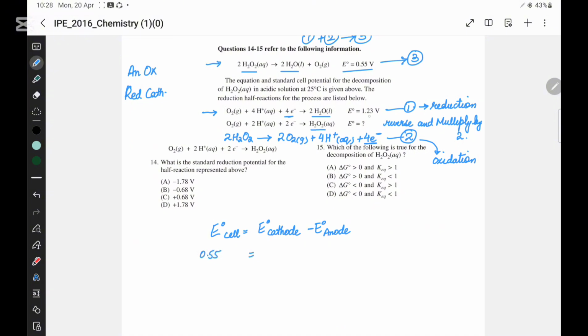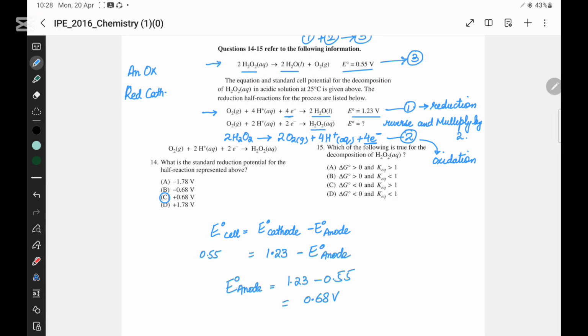Cathode is going to be 1.23 volts, and this we need to find out. So if we are going to solve it, E naught of anode goes on the other side: 1.23 minus 0.55, and our answer comes out to be 0.68 volts. So the answer is going to be C.